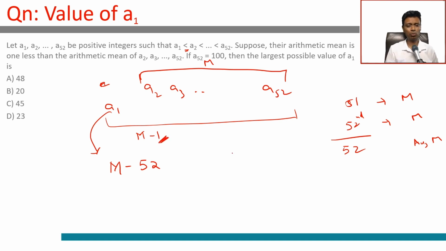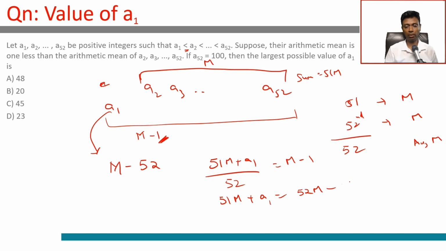The other way of doing this, the more conventional way of doing this, all of these put together, the sum is 51M. (51M plus A1) by 52 equals M minus 1. 51M plus A1 equals 52M minus 52, or A1 is M minus 52. This is the algebraic way of doing this, we know that. The average minus 52 is A1, the average of these 51 entities.